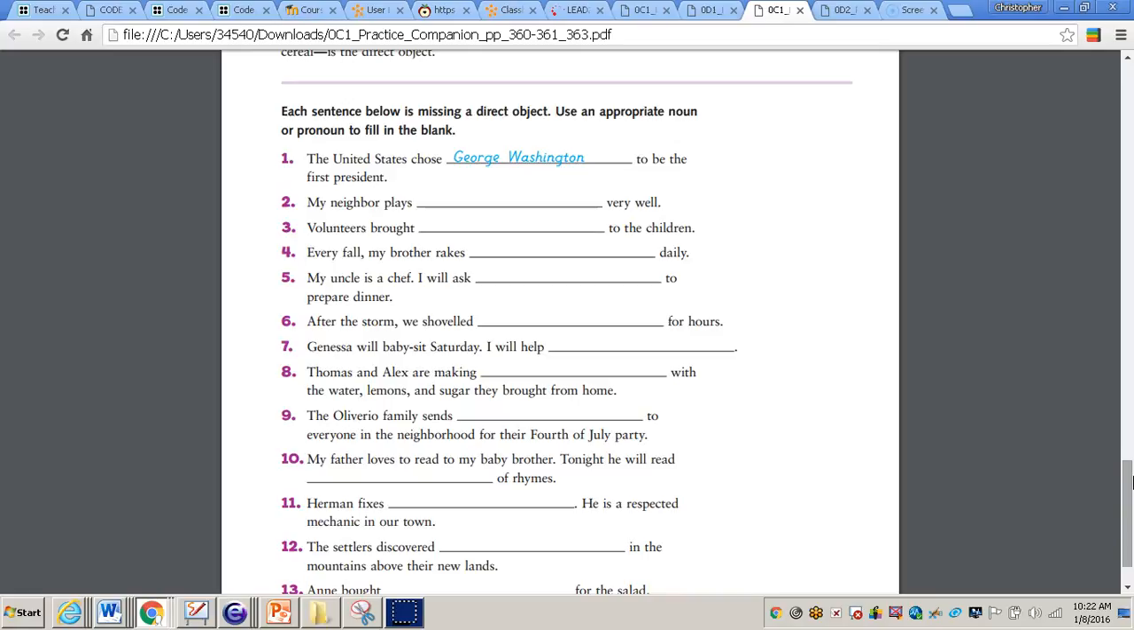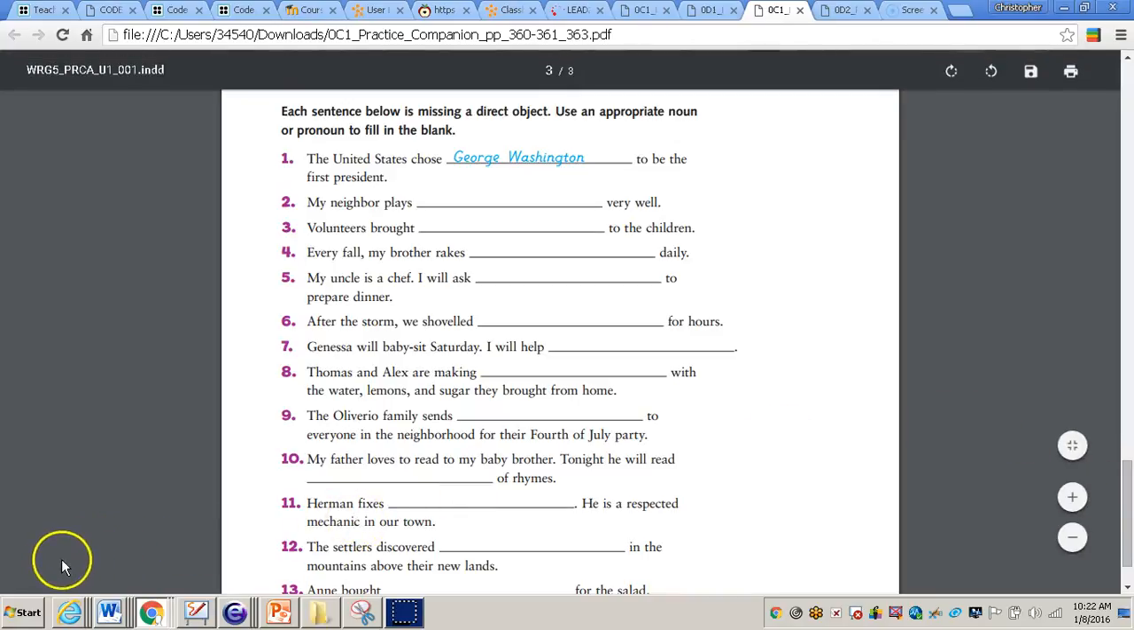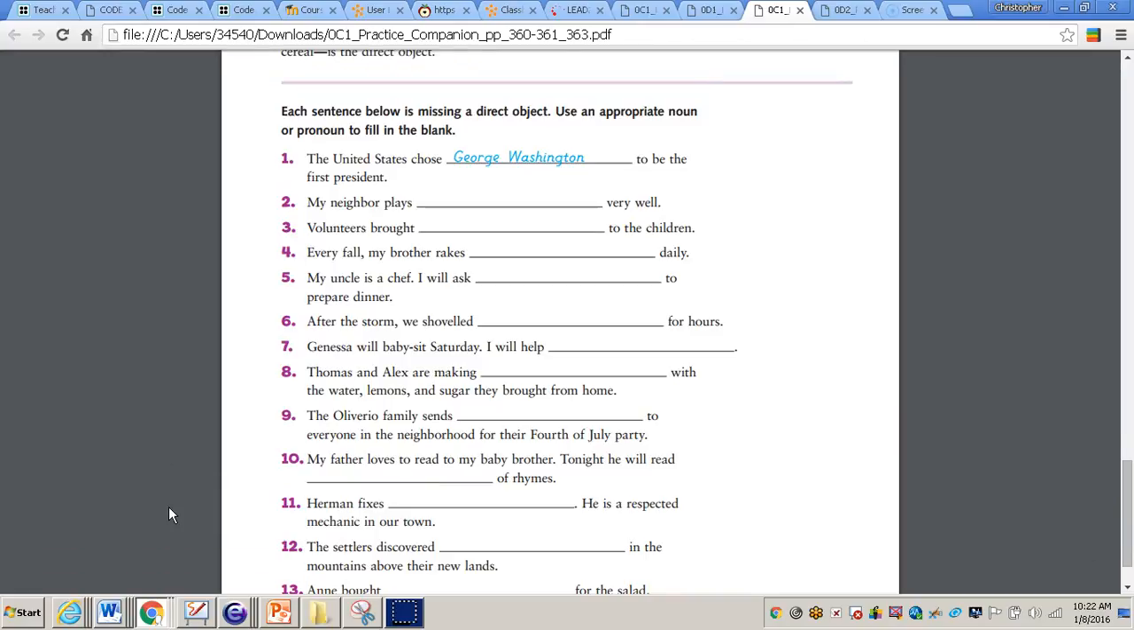Now for the next one, we can see that my neighbor plays blank very well. For number 2, I just want you to write hockey in that space. My neighbor plays hockey very well. And then hockey would be the direct object for number 2. It can be any type of thing that a neighbor might play, but we're just going to fill in hockey for question 2. Now what I want you to do is complete questions 3 through 13 all by yourself.